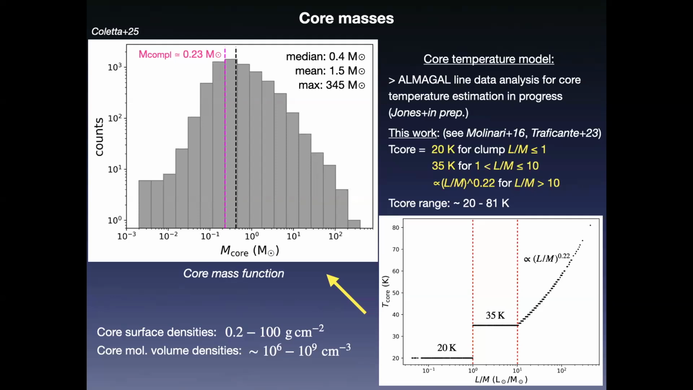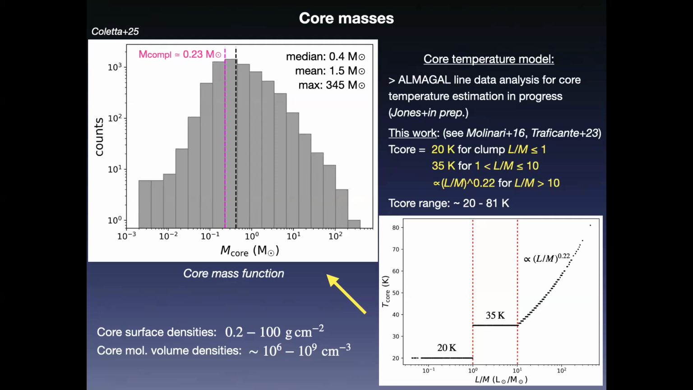With this temperature model, we estimated the masses, and we see above the distribution of masses, so basically the core mass function of our cores. We see that we reveal more than 4 orders of magnitude of mass for the cores, from 10 to the minus 2 or even lower up to more than 300 solar masses. The median value of the distribution is 0.4 and the mean is 1.5.